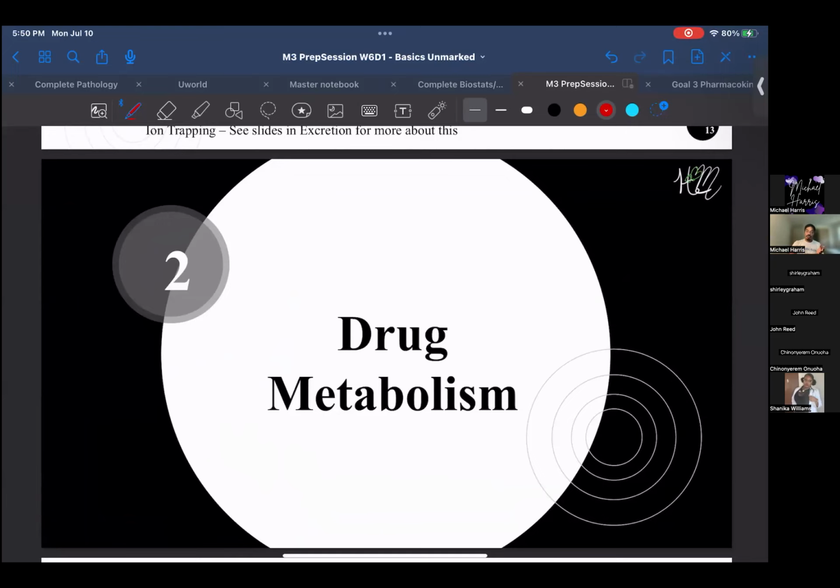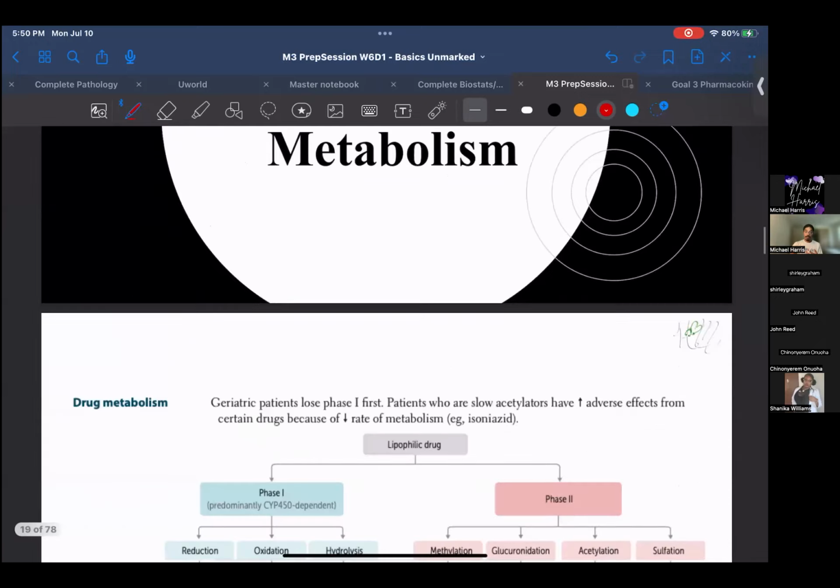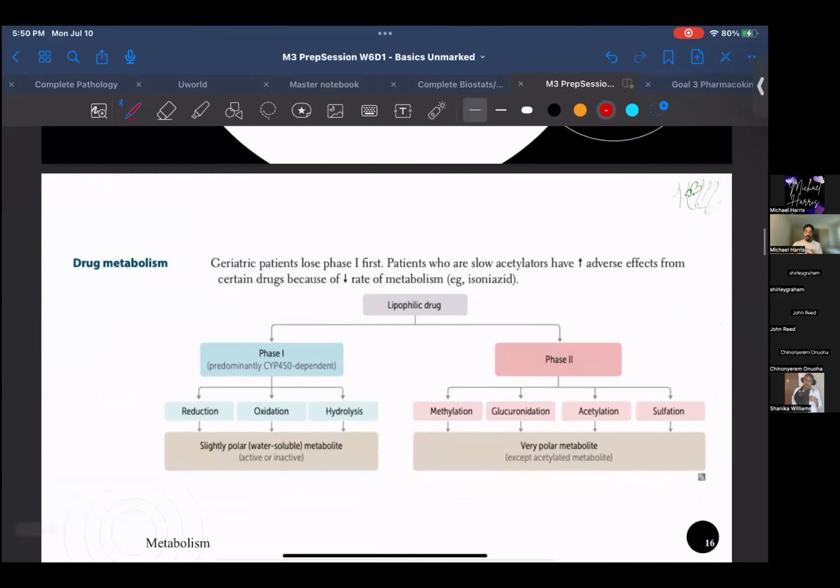Okay. Now, drug metabolism. With drug metabolism, this is once again the breakdown of a drug. You have two different ways that you break down a drug in the liver. Now, why am I specifying this? It's because there are some drugs that do not get broken down in the liver, but get broken down in the blood.